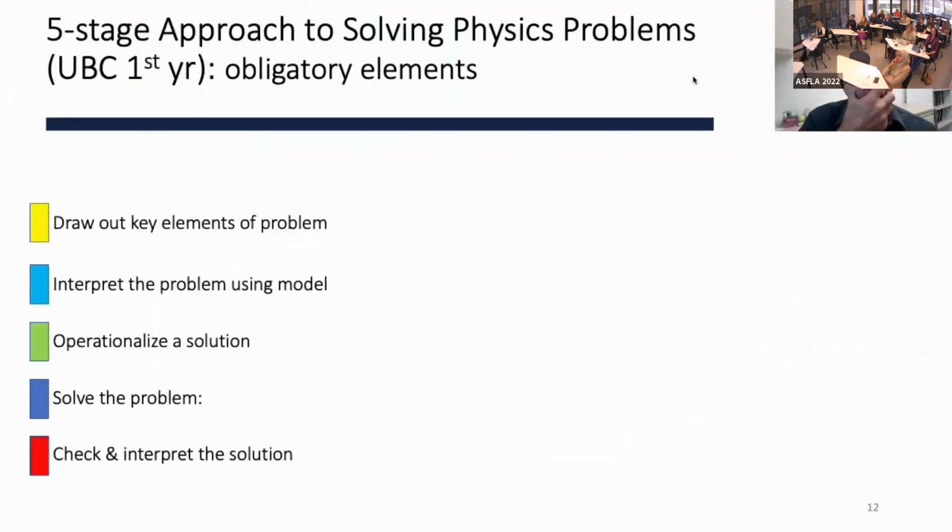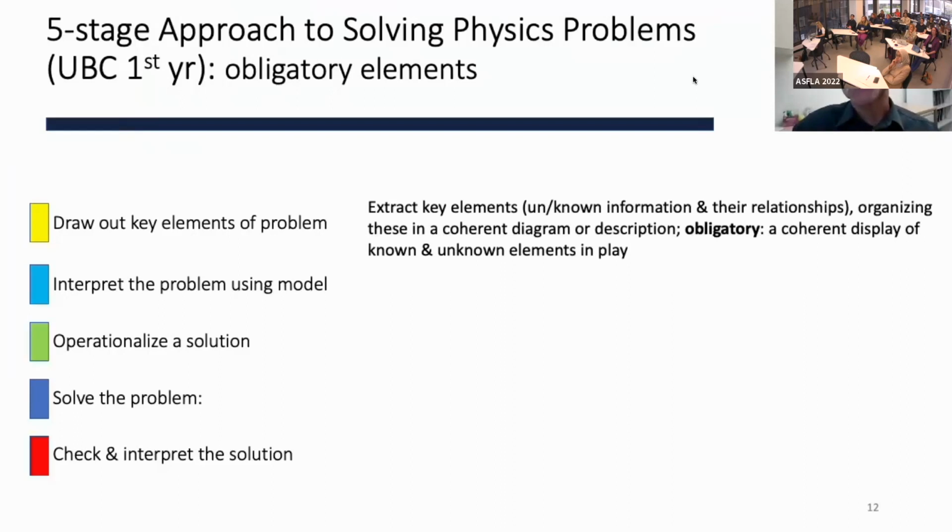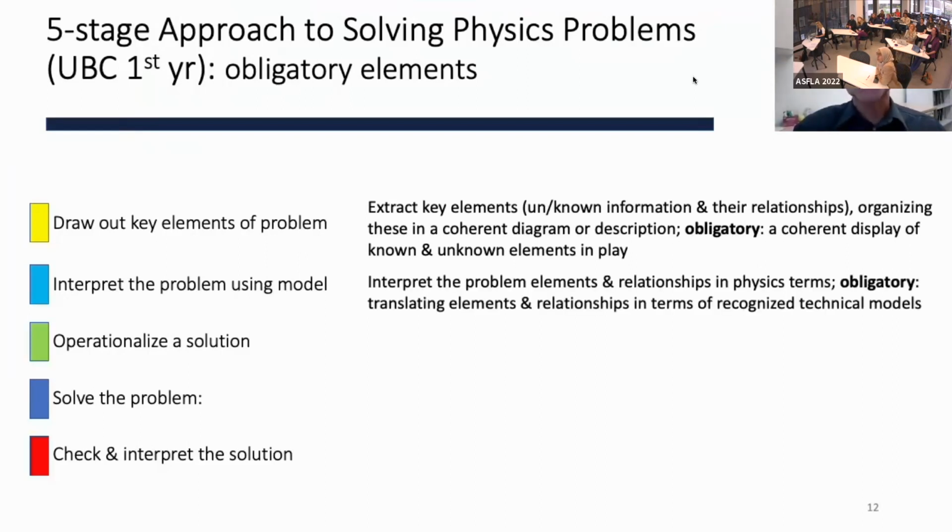I also would like to just point out the five-stage approach to solving physics problems taken at UBC Physics, with the obligatory elements. I'll just mention that. So from a physics word problem, typically students would then draw out the key elements of the problem. So what's obligatory there is a coherent display of known and unknown elements in play in the problem. Interpreting the problem using a physics model. So here, translating elements and relationships in terms of recognized technical models.